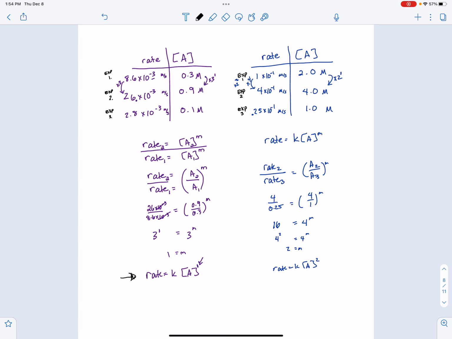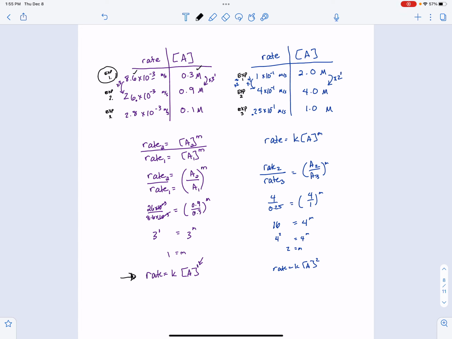Now what we want to do, once we have the rate law, we can pick any experiment and this rate law will stay true. So I can pick like experiment 1, and I have a rate value, so this would have a value. I have an A value, so this would have a value. I already know my exponent, and so that means I only have one variable and I can solve for K. So that's what we're going to do next.